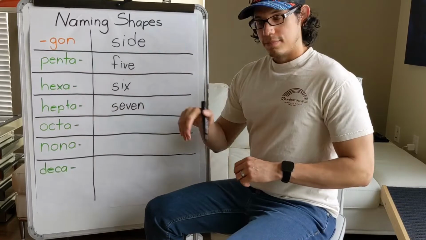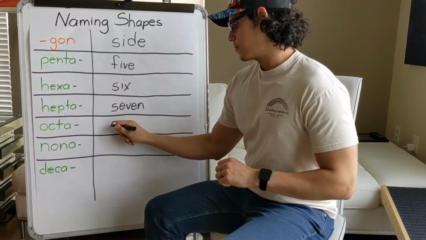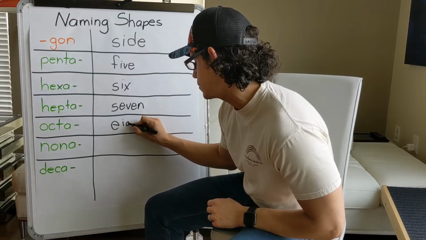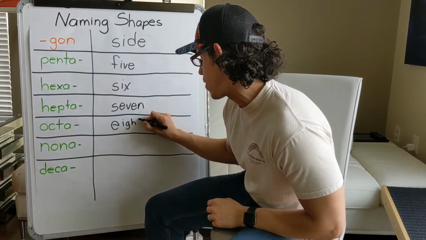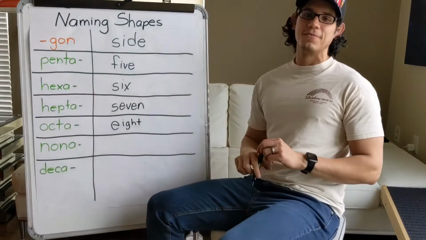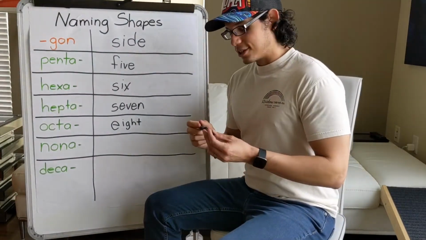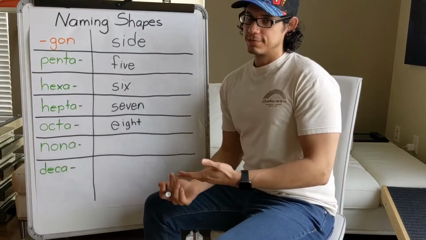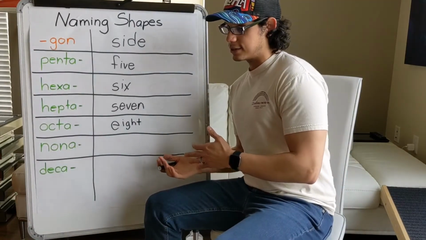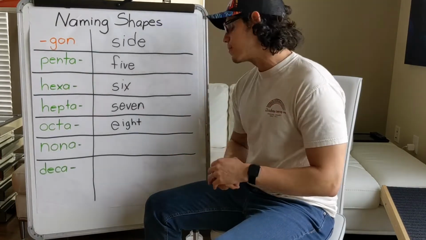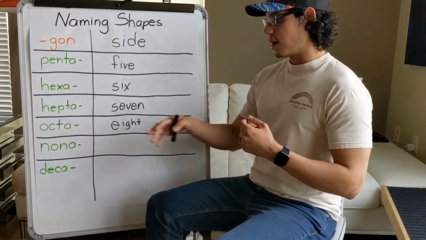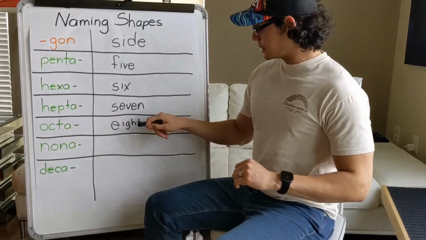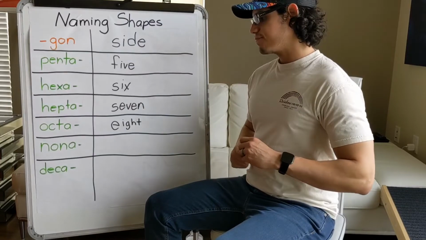Now, octa means 8. Octa is actually really easy to remember as well. I just think about an octopus. An octopus obviously has 8 tentacles. So octa means 8. Octopus, 8 tentacles. Octagon means 8 sides, right?